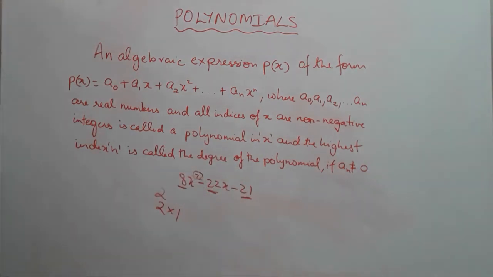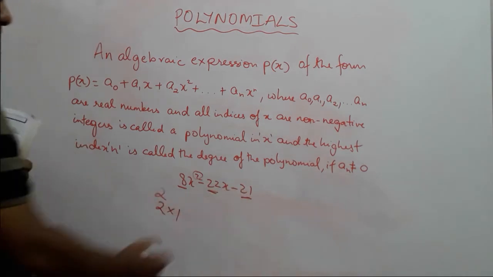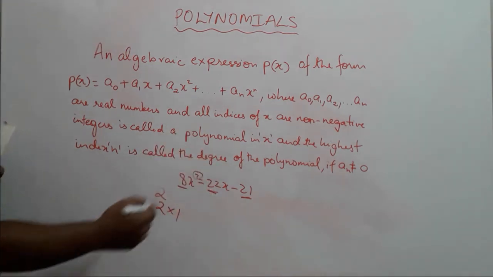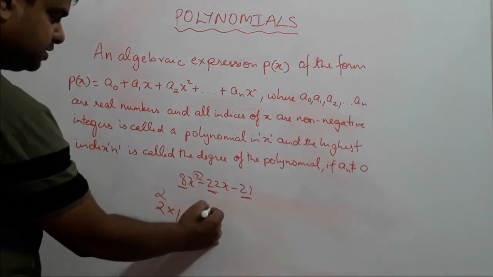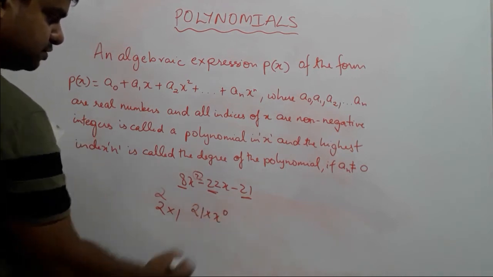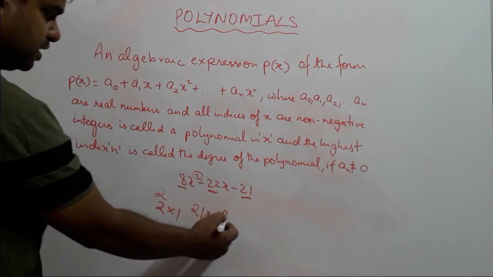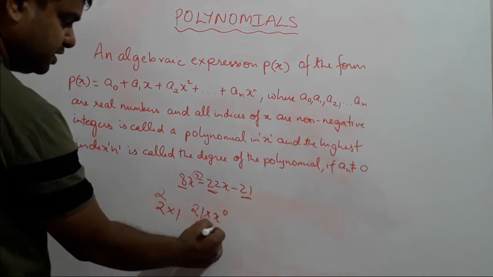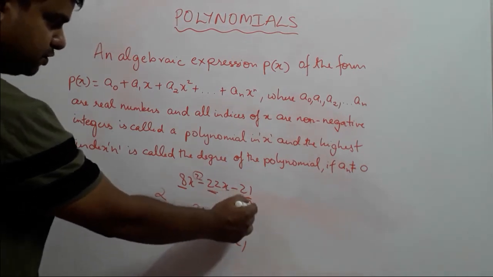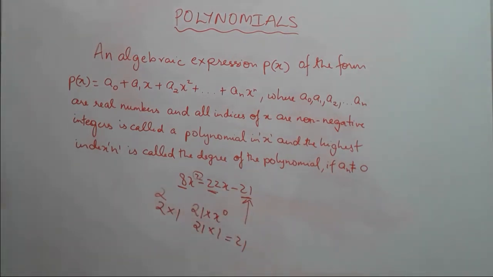So similarly over here, it is 22x raised to 1, which is nothing but 22x. And in this case, what will be the degree of x? It has to be 0. Anything raised to 0 is 1. So let us take 21 into x raised to 0. So anything raised to 0 is always 1. That means it is 21 into 1, which is nothing but 21, which you can see over here. So the degree can be 0.